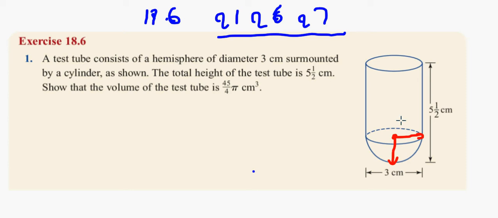It's a circle, isn't it? Or a hemisphere, so it's the same in every direction. So, would everybody agree that's 1.5? That's 1.5. What is it from here to here? 4. 4 plus 1.5 is 5.5. Didn't it say it was 5.5 tall?